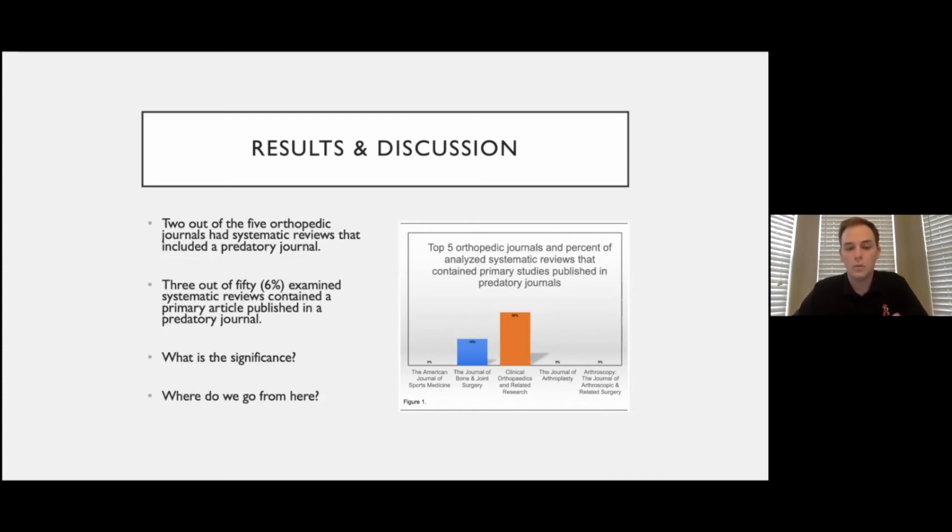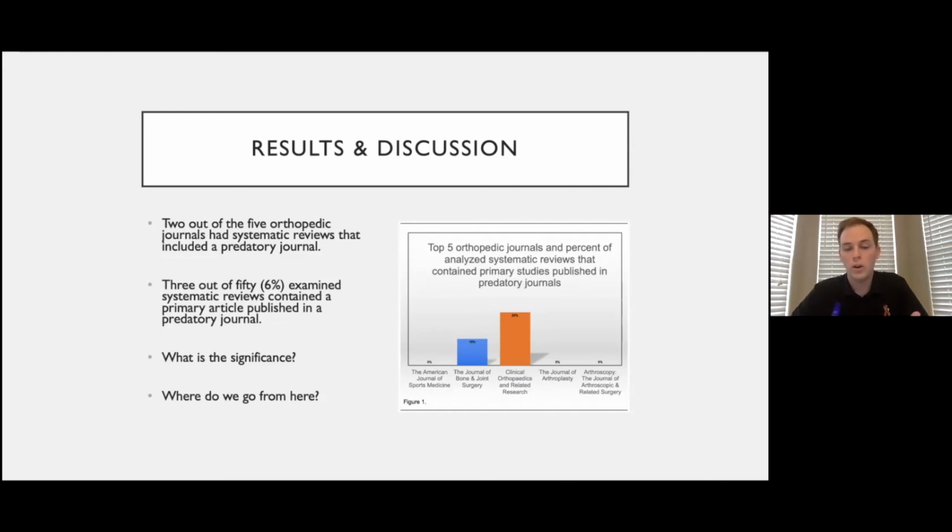And as David was mentioning, this becomes significant if our gold standard systematic review is tainted with unreliable or non-peer-reviewed research. It can really start to cause issues or could potentially cause issues in patient care, especially as medicine is starting to move towards a more evidence-based approach.